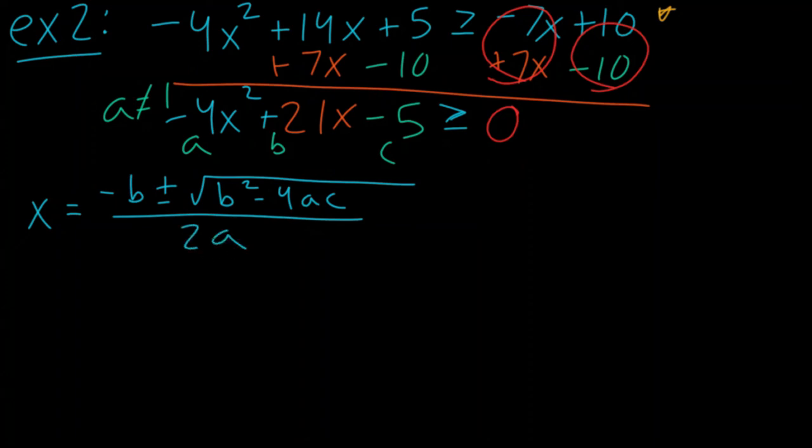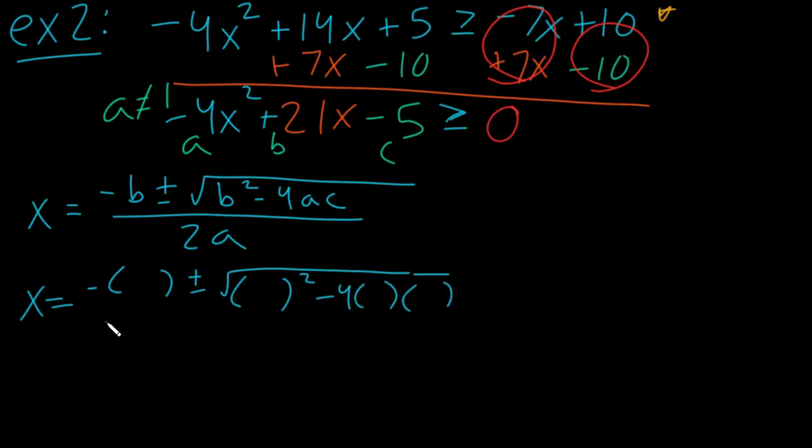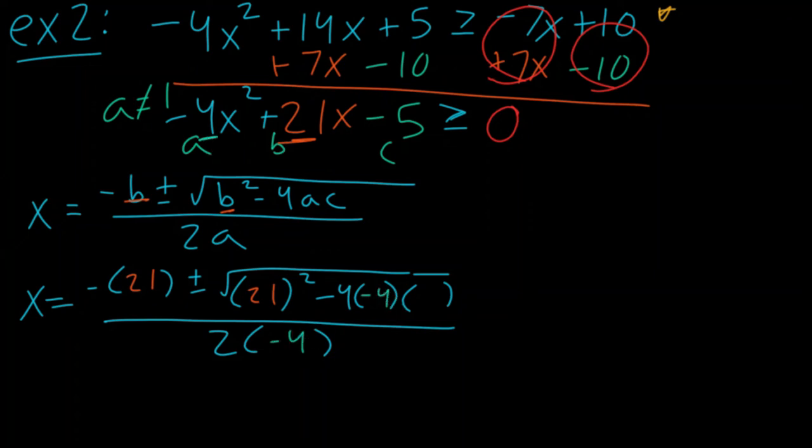And in order to use this, we really want to replace every letter with a set of parentheses. So we can write x equals negative parentheses plus or minus the square root of parentheses squared minus 4 parentheses all over 2 parentheses. And let's go ahead and plug in our values. I know that my b term is 21, so where I see the b's, I can put 21. And then I know that my a term is -4, so -4 and -4. And lastly, I know that my c term is this -5, -5. And I kind of gave you a little saying to help you solve this.